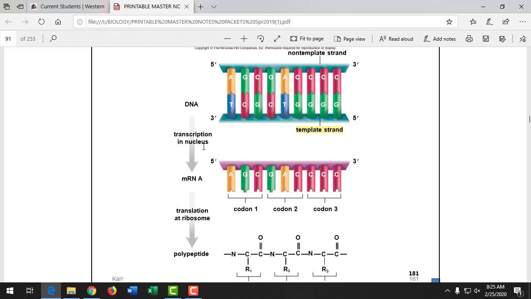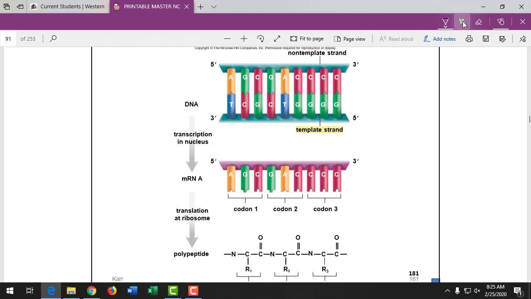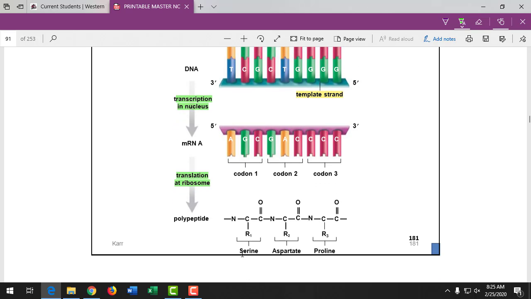Where is this occurring? Where does transcription occur? Make sure you highlight that if it's not already. Yeah, transcription occurs in the nucleus. And translation occurs at the ribosome. So translation is taking messenger RNA and dropping amino acids. Remember, all these here at the bottom are amino acids. So the goal of translation is to take messenger RNA and make amino acids, or drop amino acids.